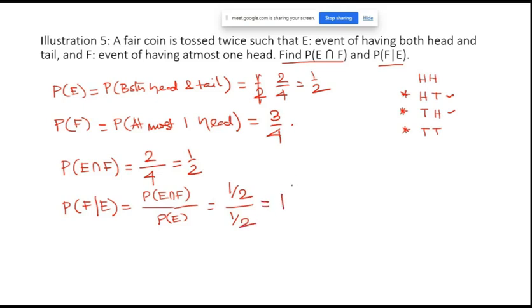That means when you know that E has already occurred, what is E? Both head and tail. In that case, F will automatically occur because these are the two cases, both head and tail, and so automatically F will occur because you already know that this event has already occurred. So it is certain to get the event F if the event E has already occurred, because F speaks about at most one head.